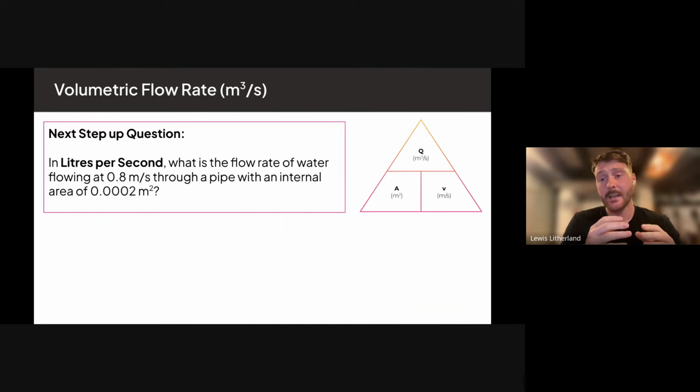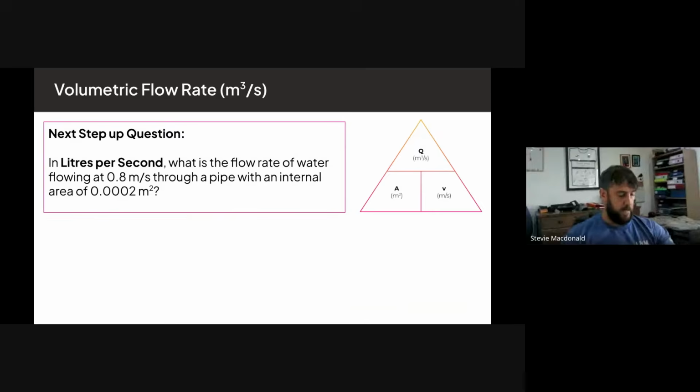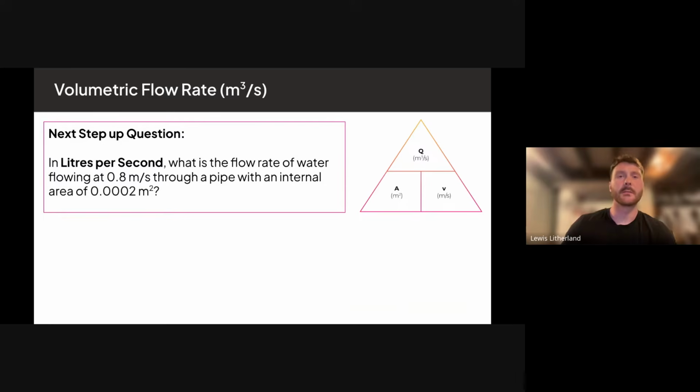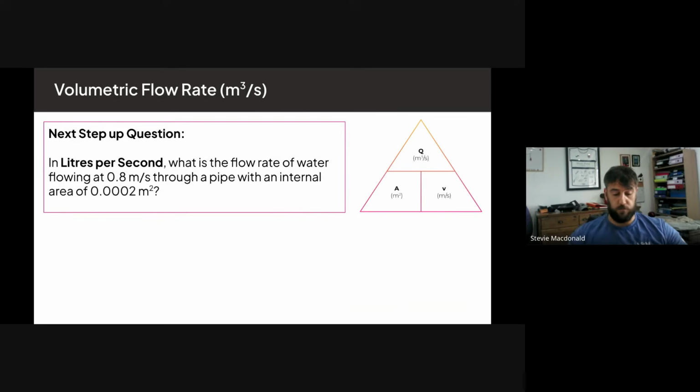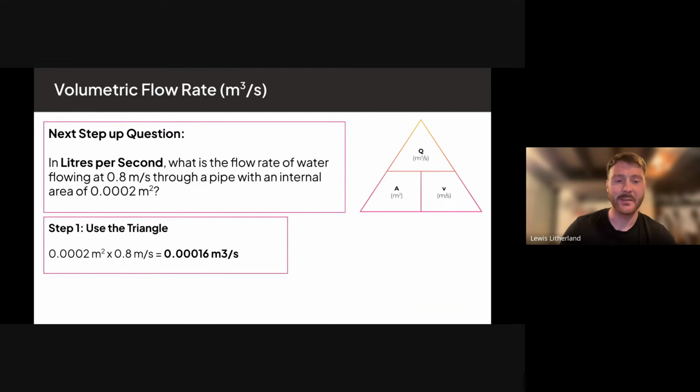Anyone have any idea how we convert meters cubed per second into liters per second, and want to have a go at this or explain this to people? Stevie is first up again, mate. Right, mate. So times by 1,000 will take you from meters cubed to liters per second. Awesome, mate. Spot on again. 0.16 liters per second. Brilliant, mate. Give us the answer as well.